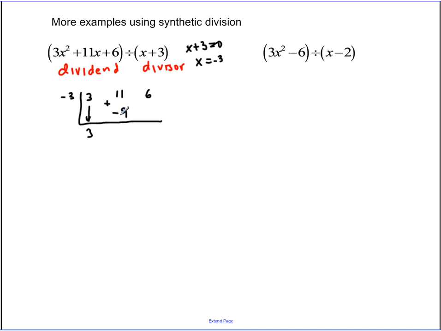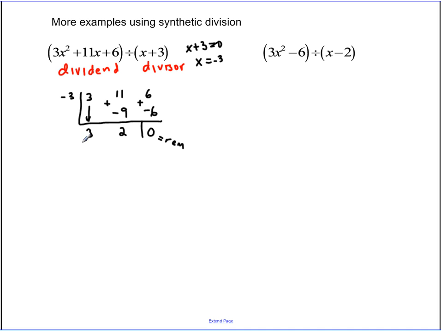So it's 11 plus negative 9. That's going to give us positive 2. We're going to take negative 3 times 2. That's going to give us negative 6. And again, we're going to add down the column and take 6 and negative 6. That's going to give us 0. Right? Now this guy right here, this is our remainder. So we've got a remainder of 0. So it means that we divide evenly.